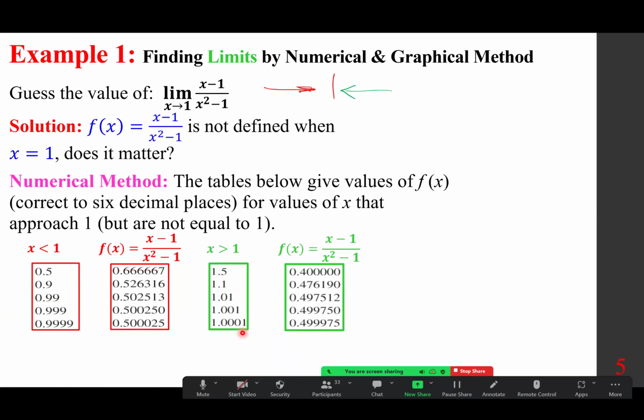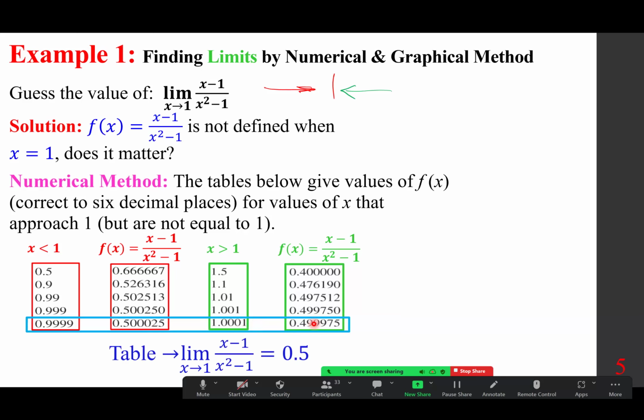We notice when we get closer and closer to 1, the last one, which is the closest number to 1, this number and this number are closest. This is the value from the left. This is the value from the right. And if need be, you can even get closer by adding 9s here and adding zeros before 1 here. And I hope you recognize from the table, the limit must be 0.5.